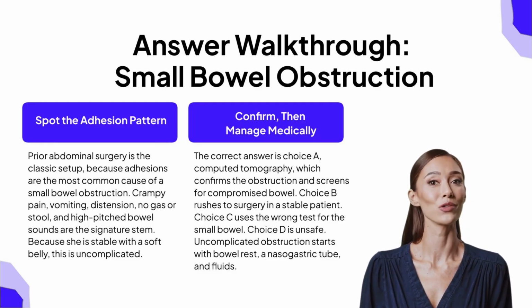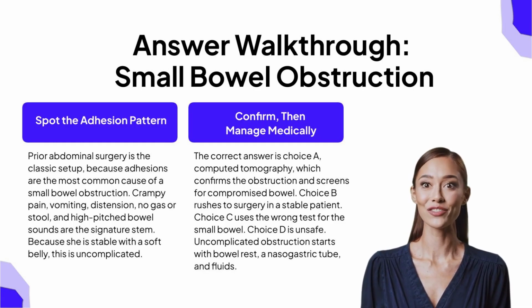The lesson is simple. A stable soft belly means confirm and start medical management, while rigidity, fever, or signs of compromised bowel would flip you toward the operating room. Drill obstruction stems in your question bank to see how the writers signal the surgical version.